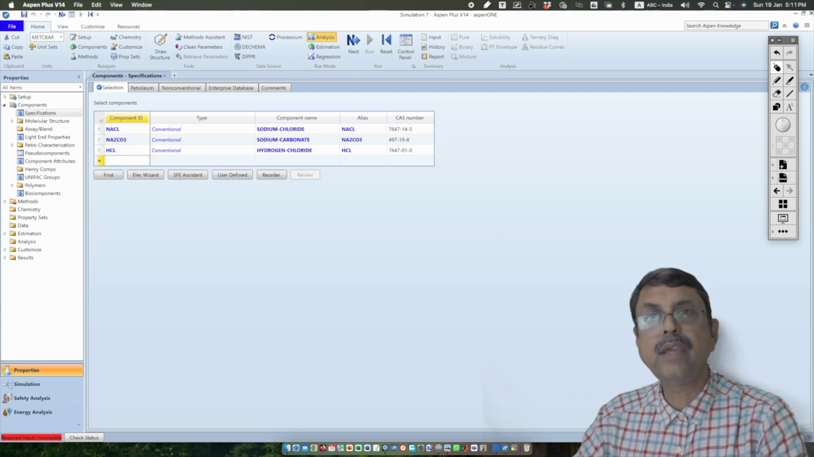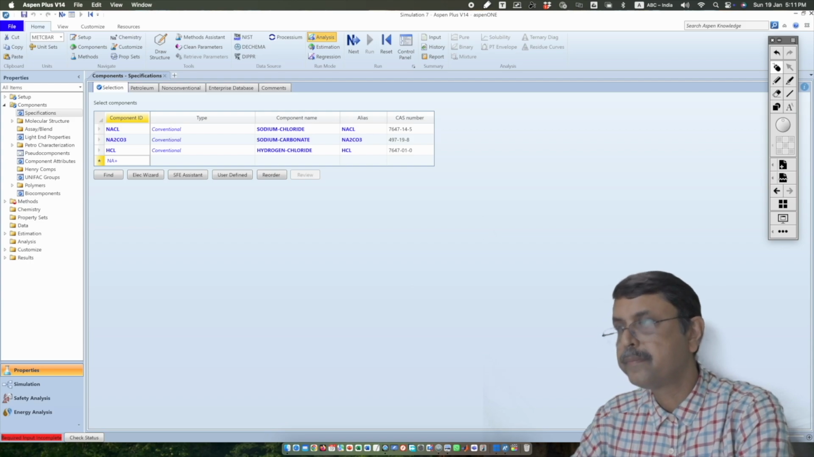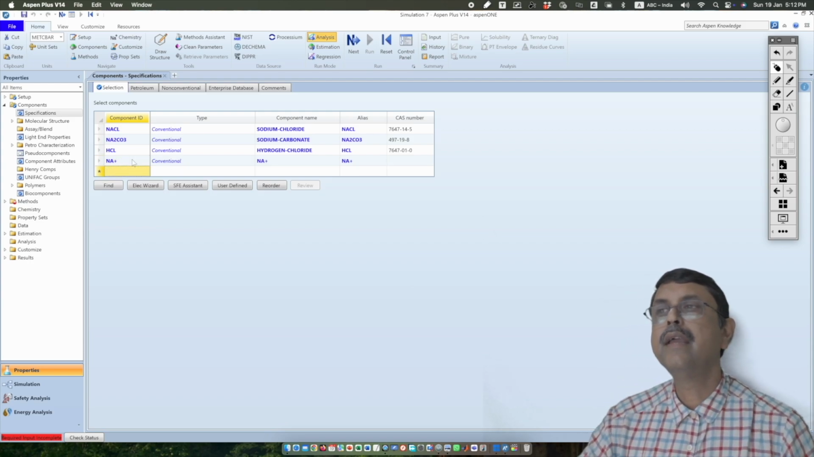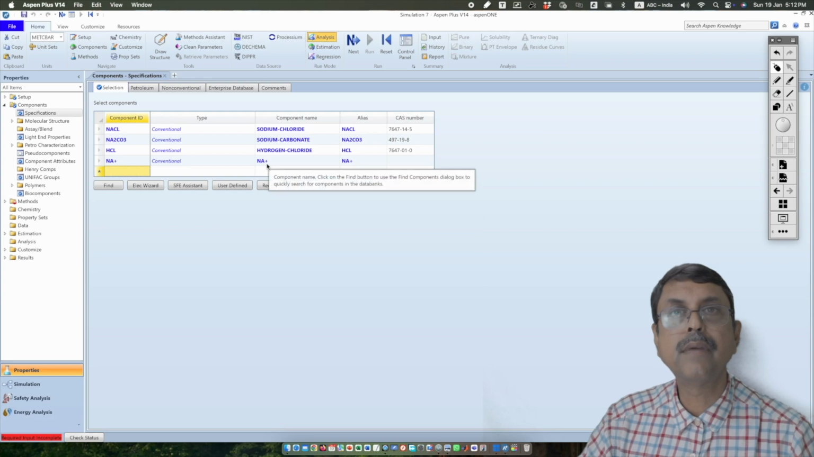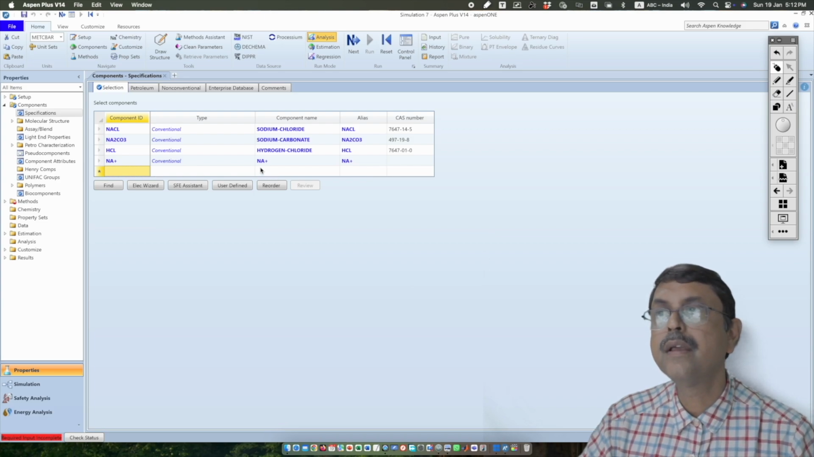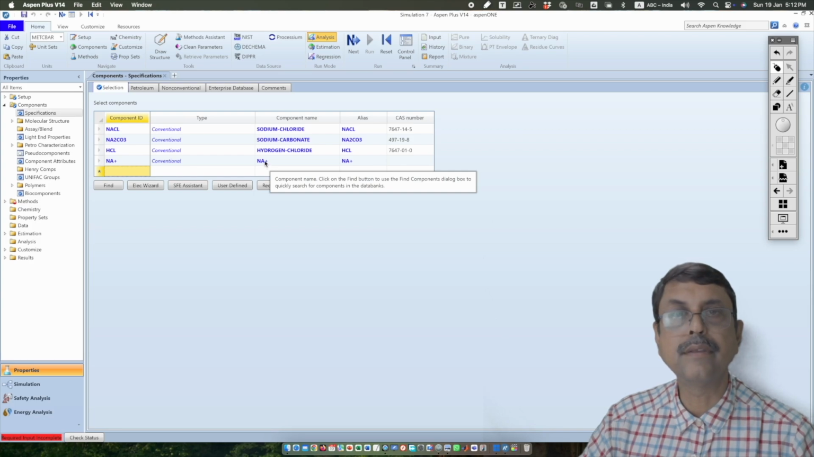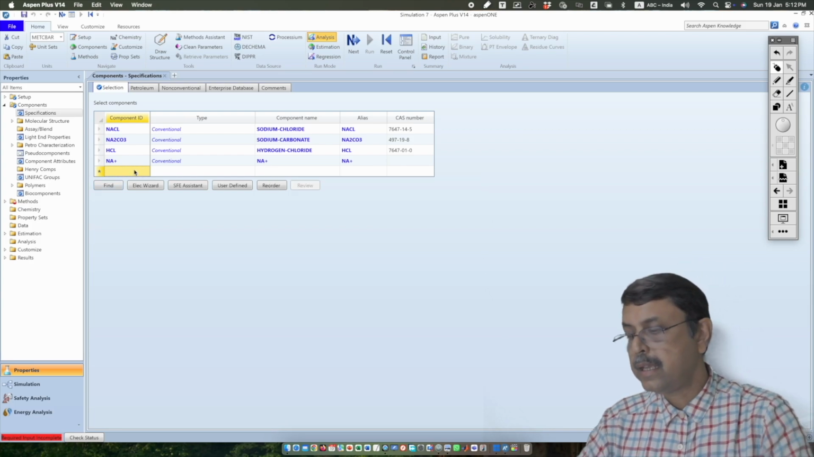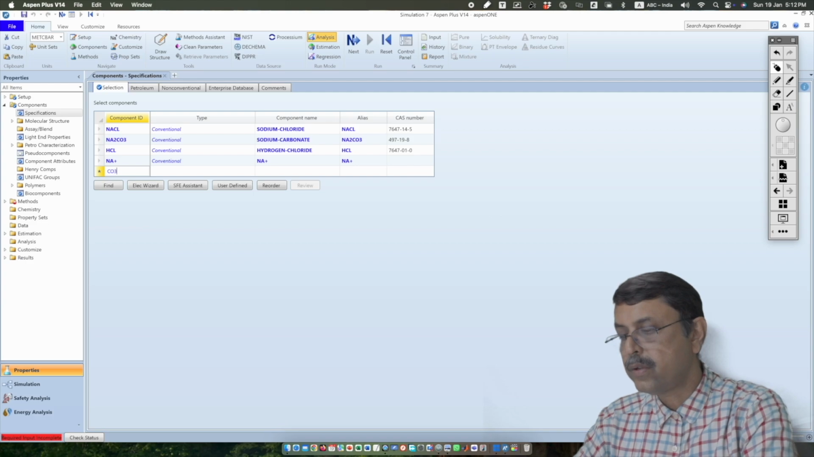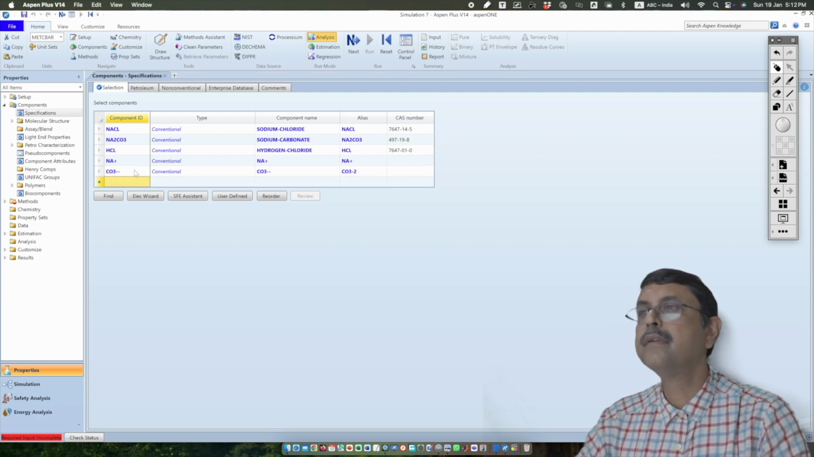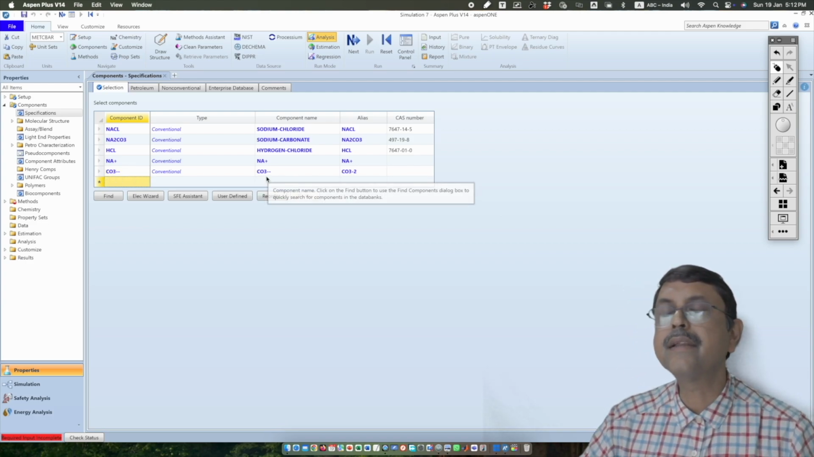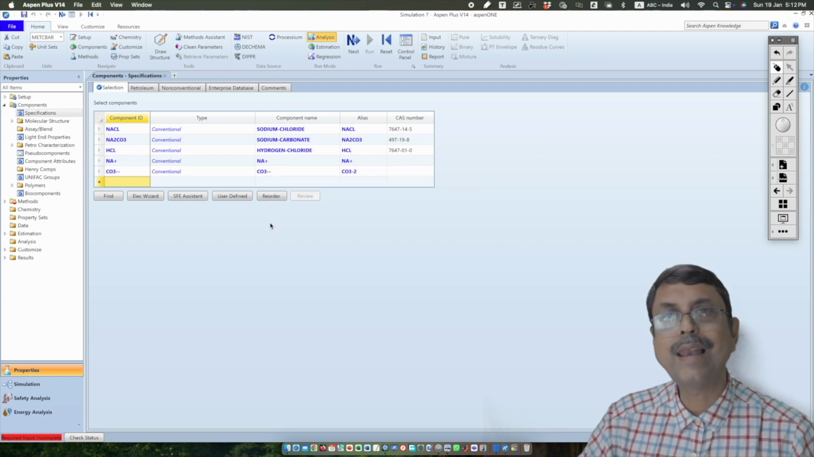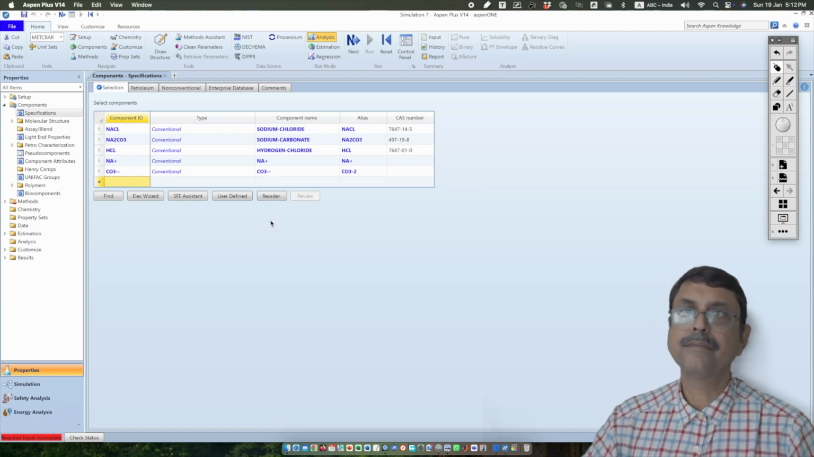For instance, if we enter Na+, then it will identify it as a sodium ion, which is conventional. That means Aspen can understand that we are looking for the sodium ion only. So the sodium ion is the component name in this case. Similarly, we can write CO3--. The carbonate ion is well accepted by Aspen Plus.